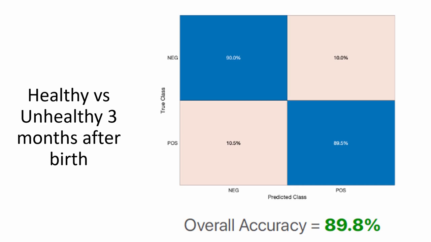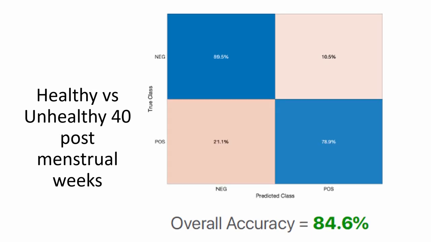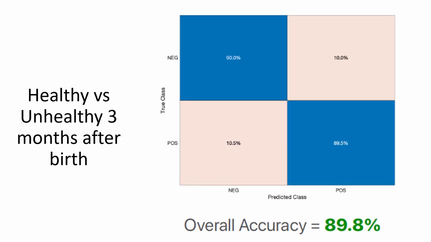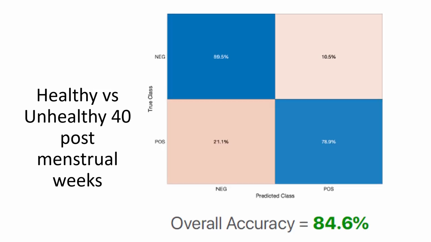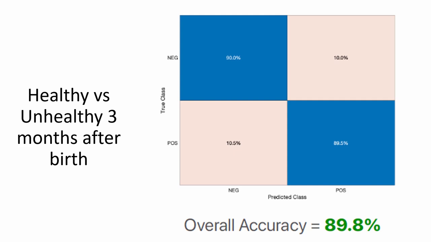We obtained almost 90% accuracy classifying healthy versus unhealthy kids at 3 months after birth, and 84.6% considering the video taken at 40 postmenstrual weeks. So why is there this gap between these two? It's due to the fact that after 3 months after birth the spontaneous movements of the children are clearer and more evident. Okay.